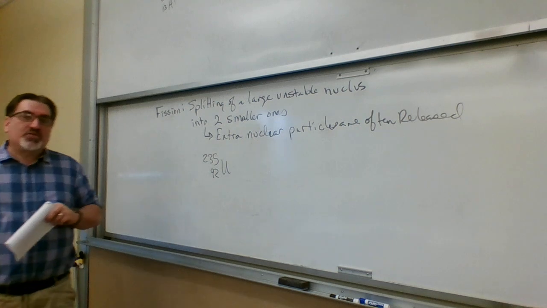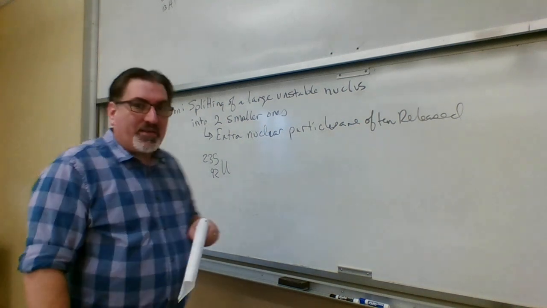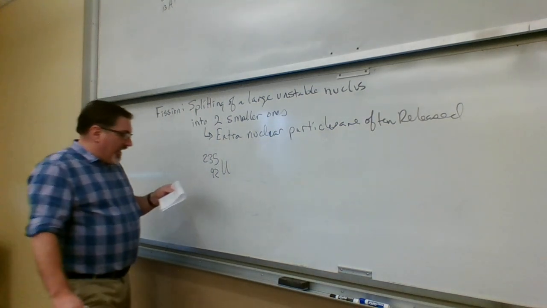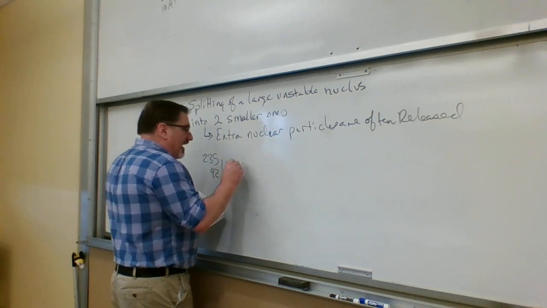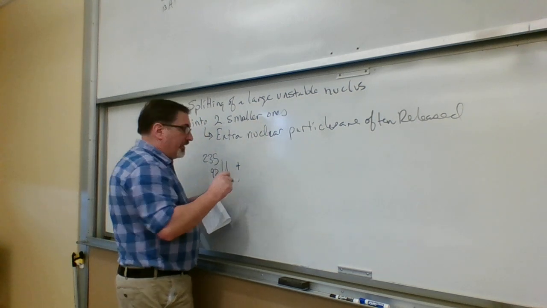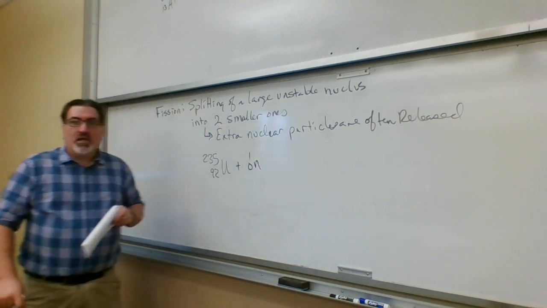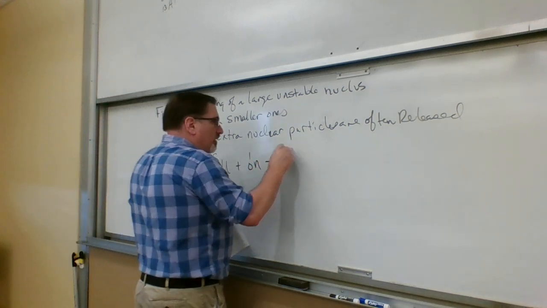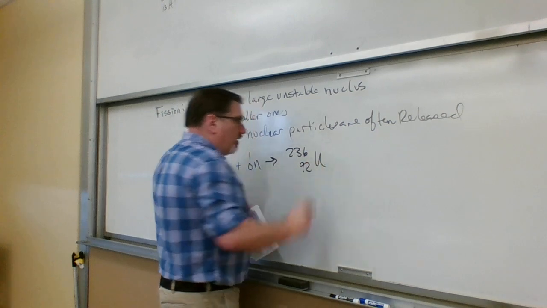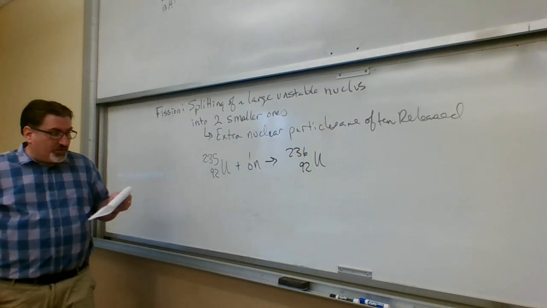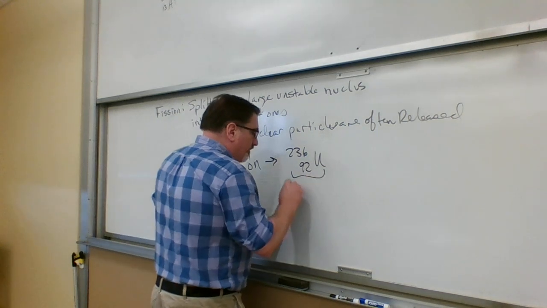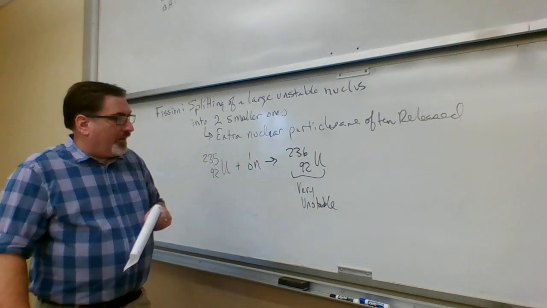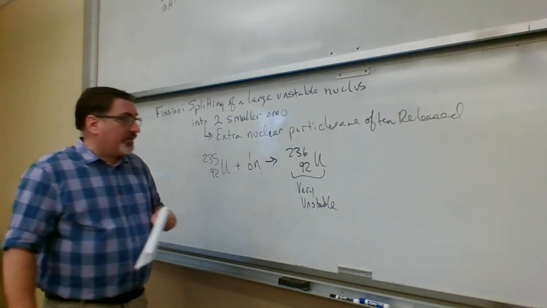uranium-235, which is relatively stable. It has a half-life of something like 4.5 billion years. So it's radioactive, but it's not very radioactive. And if a uranium-235 atom collides very strongly with a neutron, hits it square right in the middle and penetrates the nucleus, we get uranium-236. Uranium-236 is very unstable. That's going to undergo fission very, very quickly.